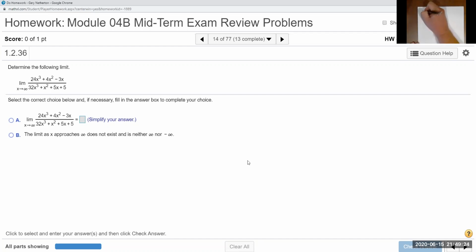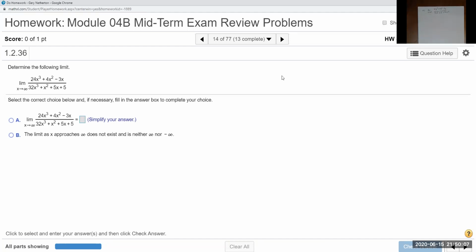So 14 looks like a pretty nasty expression. The limit as x approaches infinity of 24x cubed plus 4x squared minus 3x over 32x cubed plus x squared plus 5x plus 5. I'm trying to make sure I copy it down correctly.